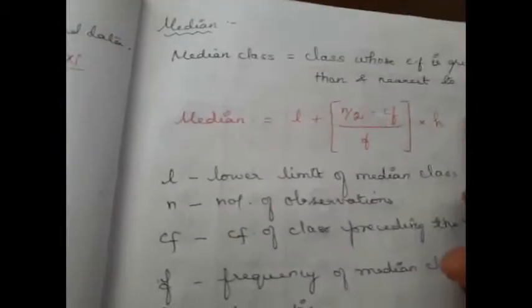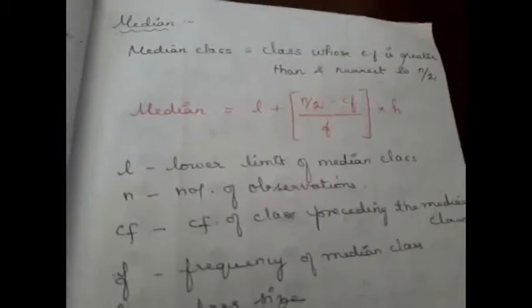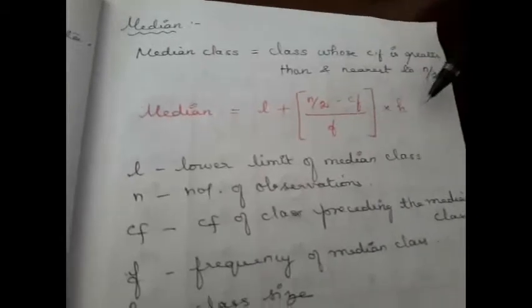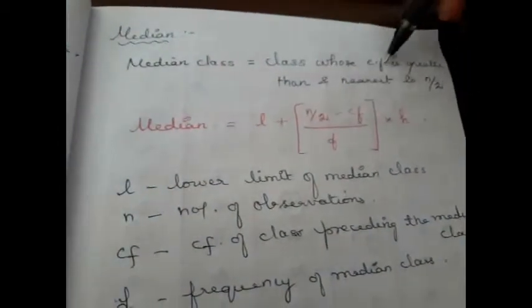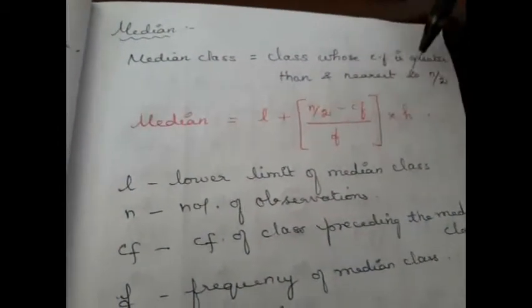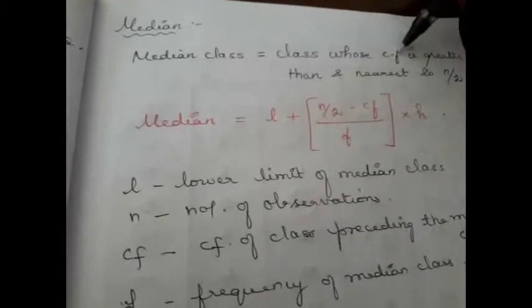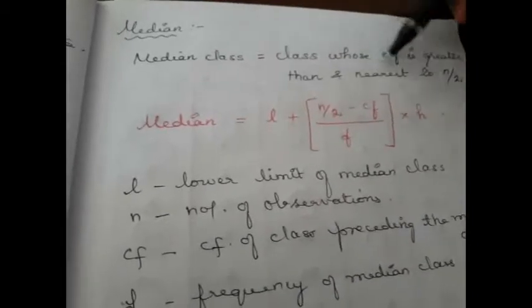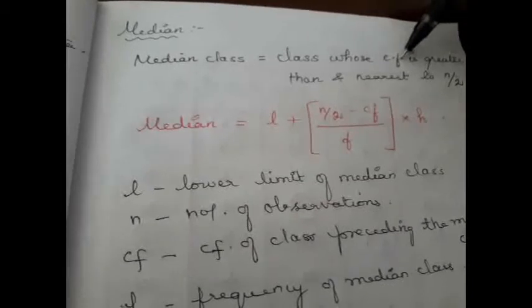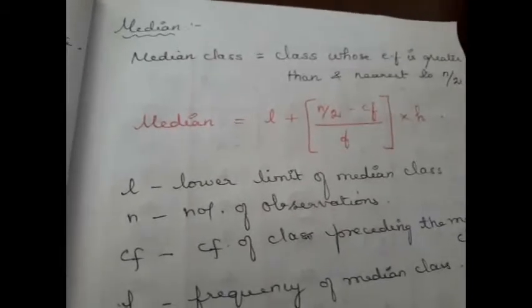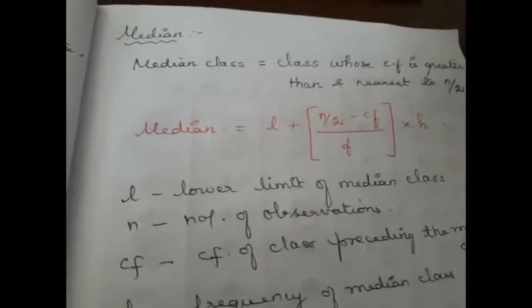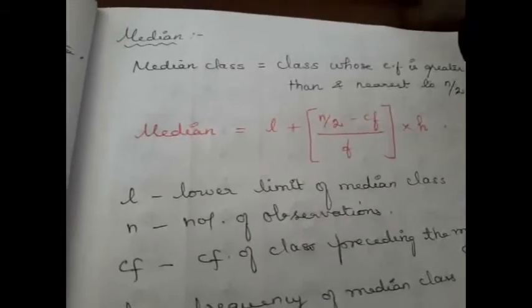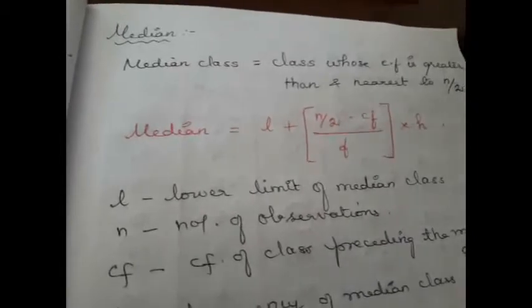Now let us see how we can find our median. The same way, before we substitute in the formula, we have to identify our median class. Which is our median class? The class whose CF is greater than and nearest to n by 2. So we are coming across a new term called CF. What is the CF? Cumulative frequency. We are going to frame one more column, CF, cumulative frequency, that I will tell you how to find while solving the problem.